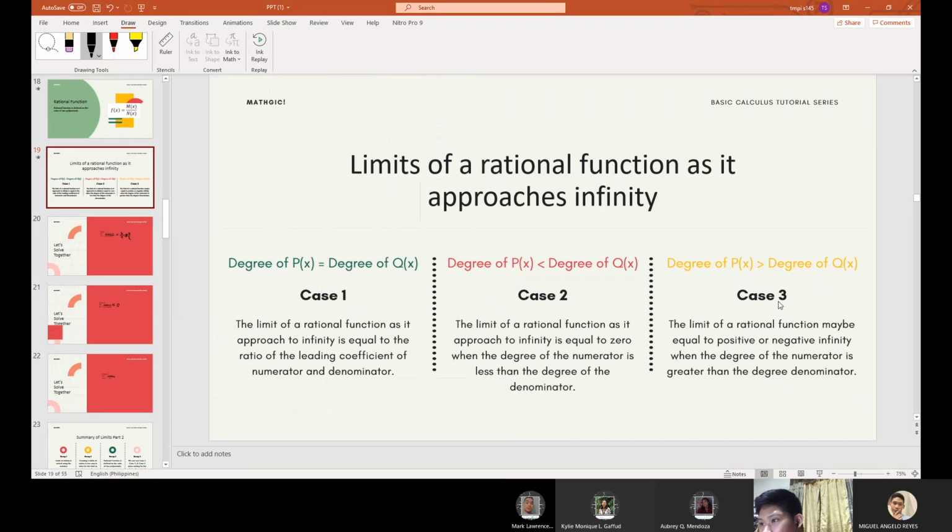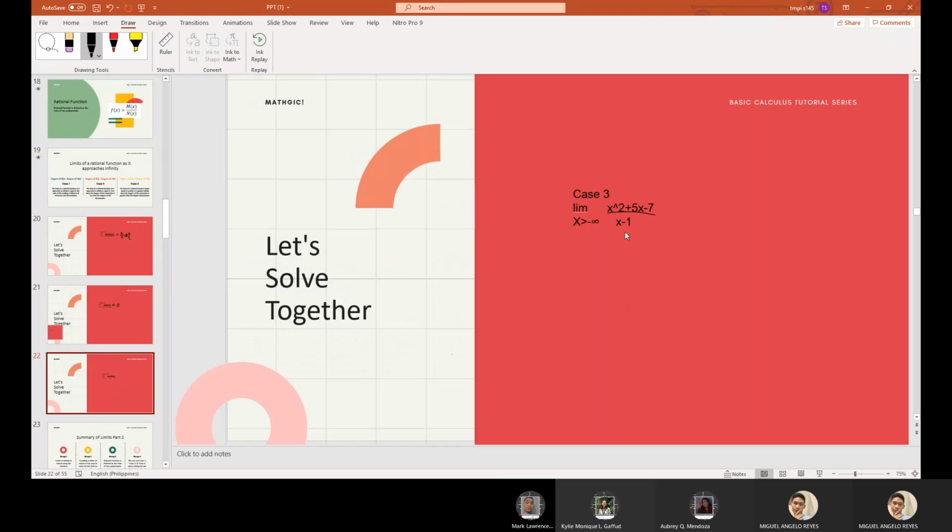Case 3. The limit of a rational function may be equal to positive or negative infinity when the degree of the numerator is greater than the degree of the denominator. I have an example for that.